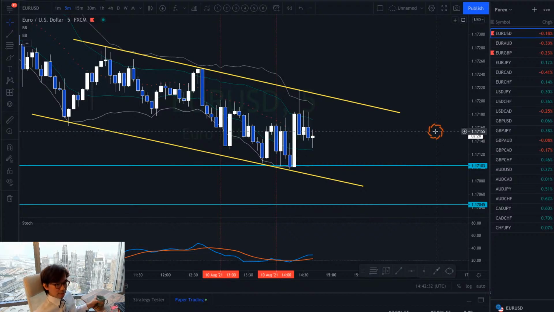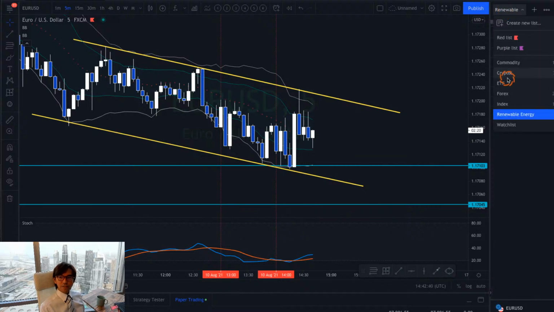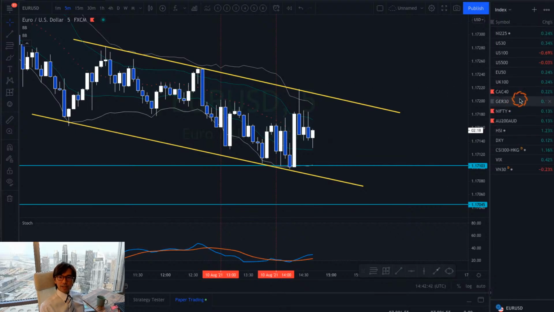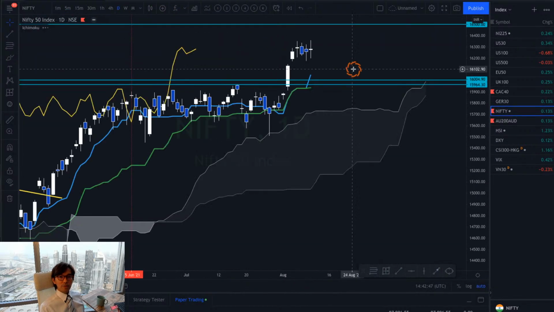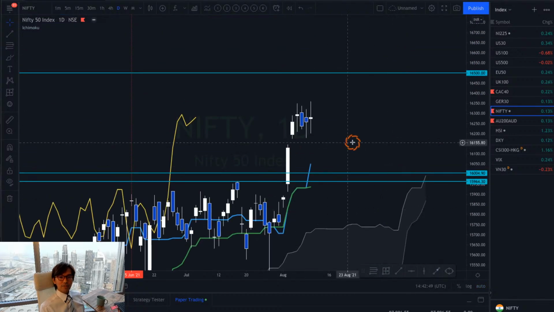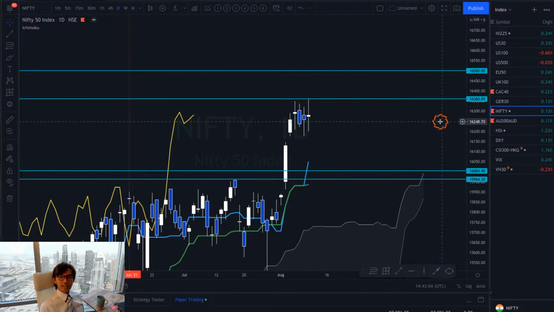All right, let me quickly check the Nifty 50 chart. It was bullish, so let me check if it's still bullish. Oh, it looks like it's still ranging. There are many doji candlesticks. Today is also a doji, and yesterday was almost like a doji candle. So this is ranging, and we had better wait until the market breaks the resistance level at 16,306.